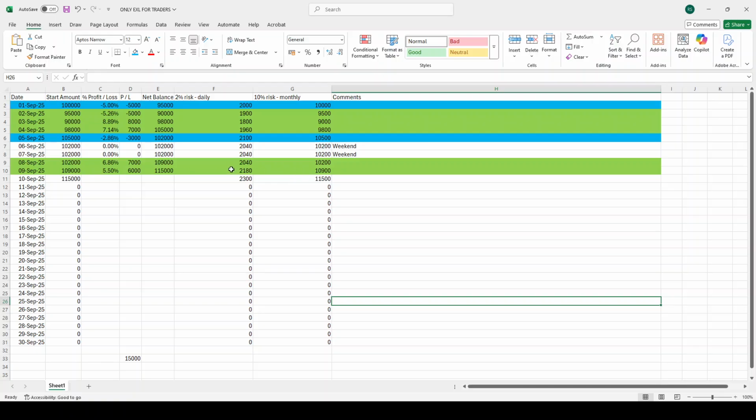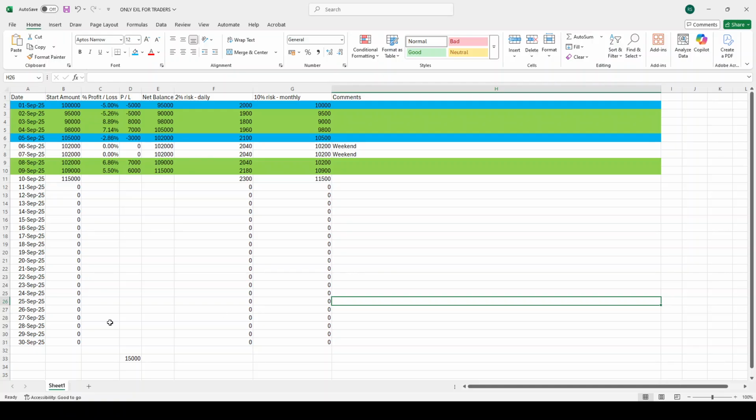Now my 2% risk is 2,180. I started off with 2,000. Now my daily risk has gone up to 2,180 because my capital has grown, and my monthly risk has gone up from 1 lakh to 1,900 rupees because my capital has grown. So on and so forth, guys.